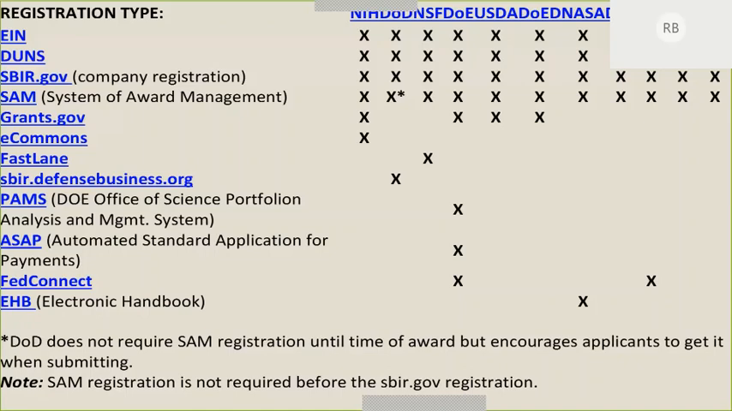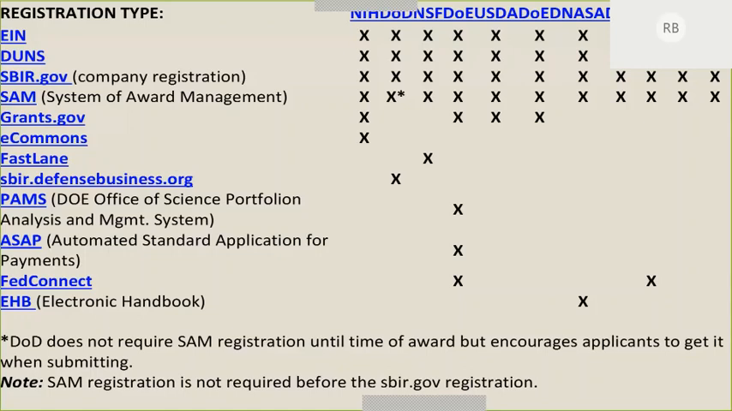The e-commerce, NIH, and NIH has like 50-something agencies that do grants. So if you're doing NIH, you figure out which agencies, sub-agencies you're going to work with, and follow that. Fast lane, NSF, they do fast lane. So you have to register for fast lane with NSF.